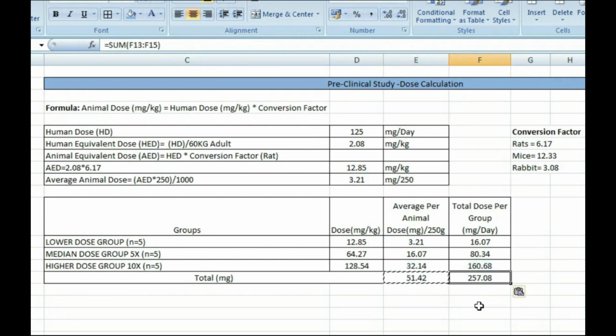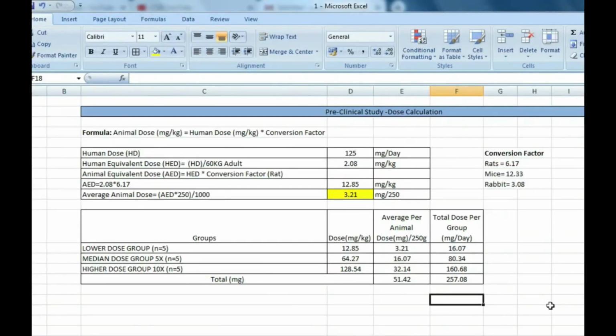Here we have calculated the total dose per group. This is how we can calculate per day doses of any drug. So this is ready for the whole drug concentration; if any drug has 3 concentrations, for all we can calculate like this. Now the average animal dose we have marked, because we are going to use it further.